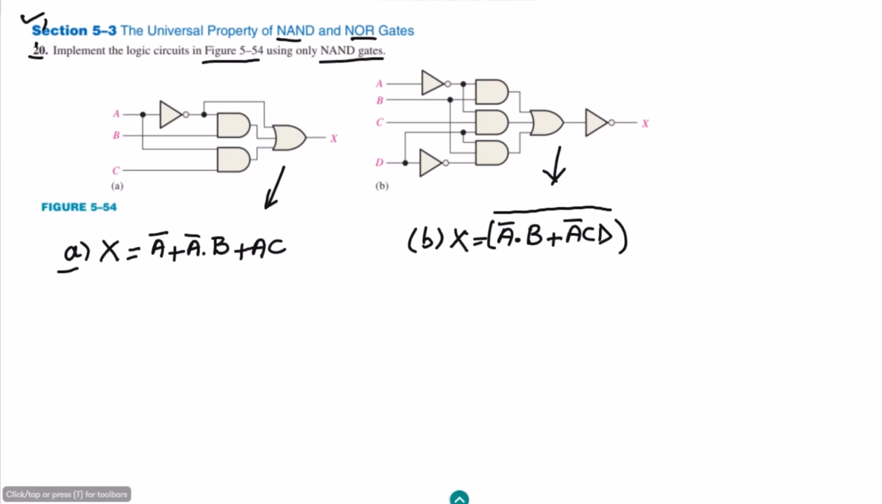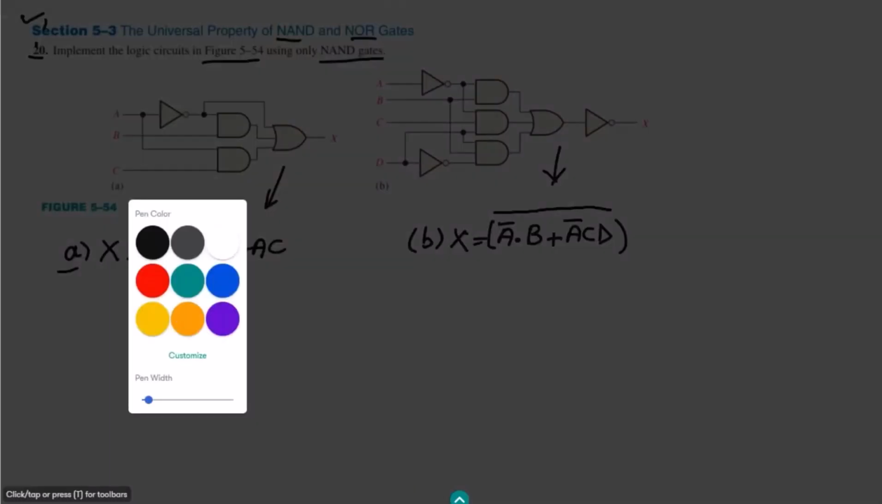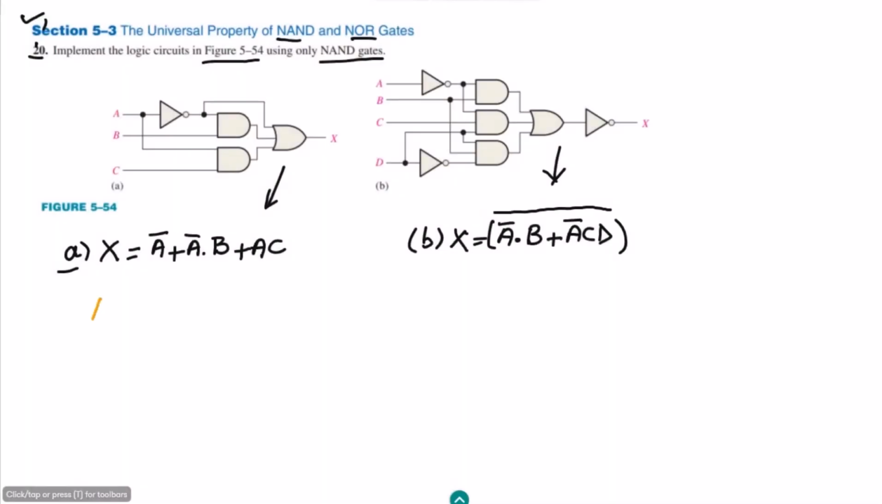So we can very easily see that here we have three inputs. The three inputs are A, B, C. Let me draw them here. What I have to do is implement the circuit just by using the NAND gate. Let me first implement each of the terms here. The first term is A complement, the second term is A complement dot B, the third one is AC. Let me draw the input lines here. This is A, this is B, this is C.